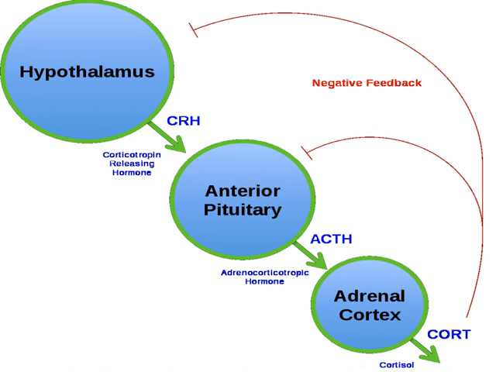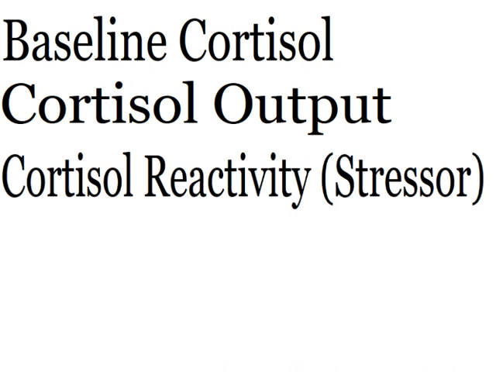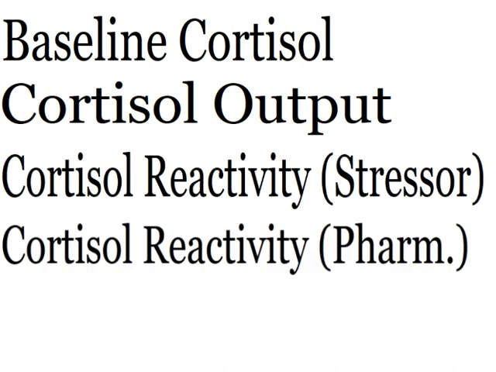HPA axis dysregulation is measured in 4 different ways: baseline cortisol levels, cortisol output in response to a stressor, cortisol responsivity in response to a stressor, and stress responsivity in response to pharmacological interventions. Some studies have shown that there is an elevated baseline level of cortisol, while other studies have shown there is no difference in suicide victims.